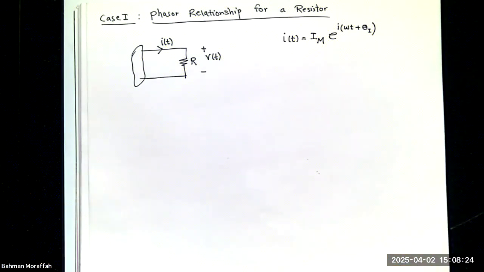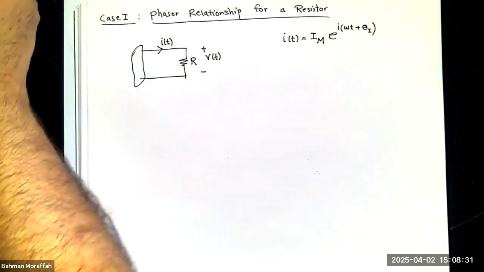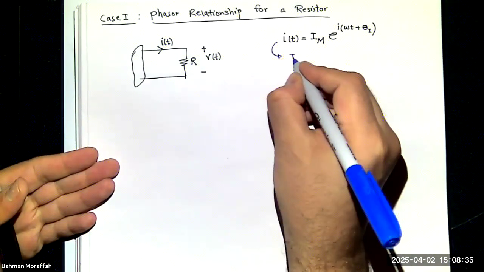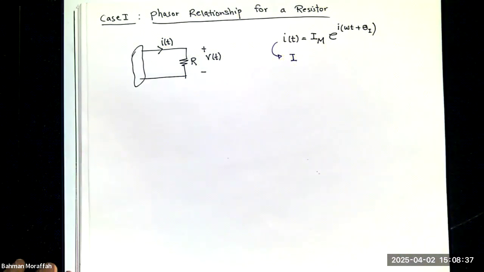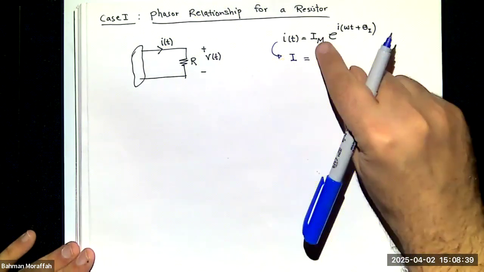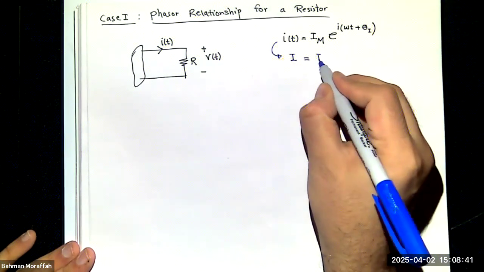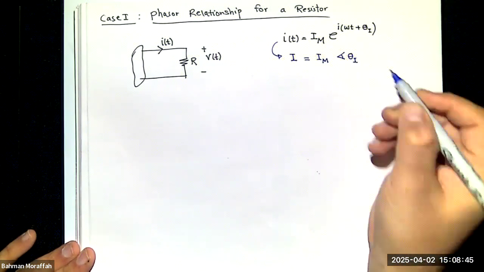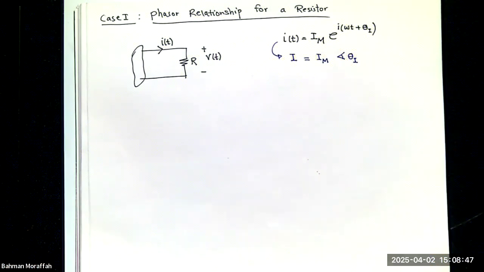Since it's a sine wave, I know exactly what the phasor representation of this i is, right? What is the phasor representation? Let's show it with capital I. All I need to know is the magnitude Im and the phase θI. So that is my phasor representation of the current.